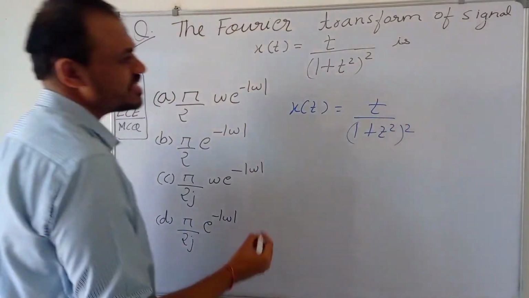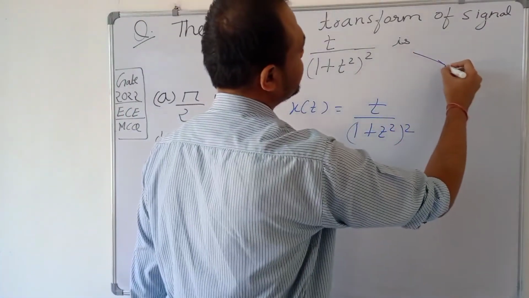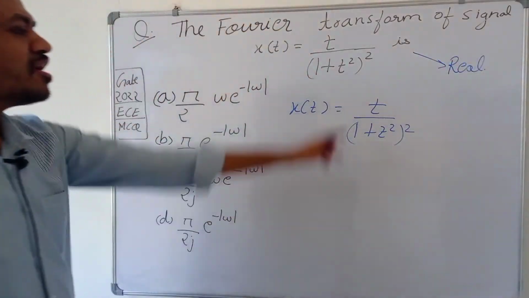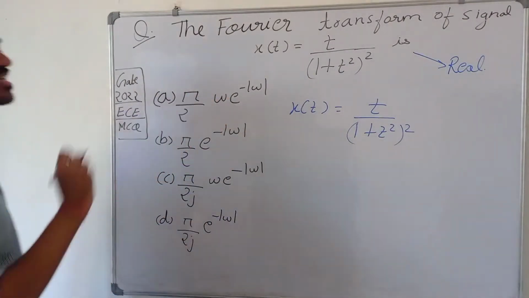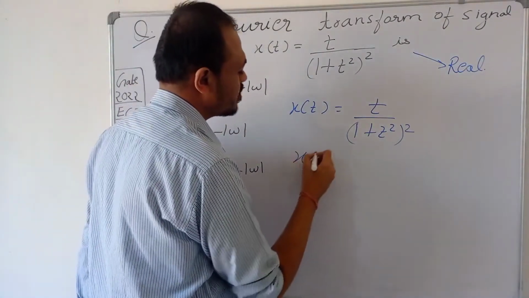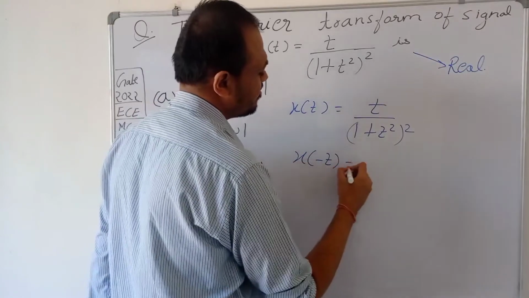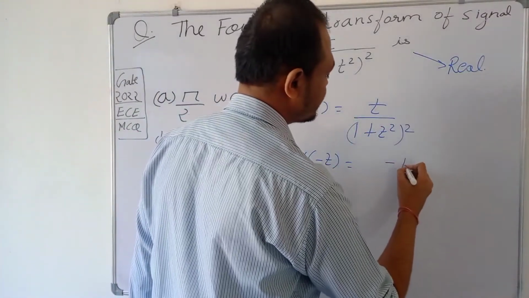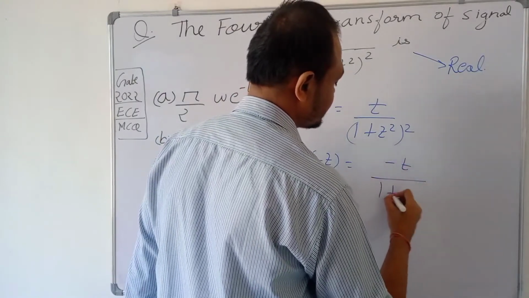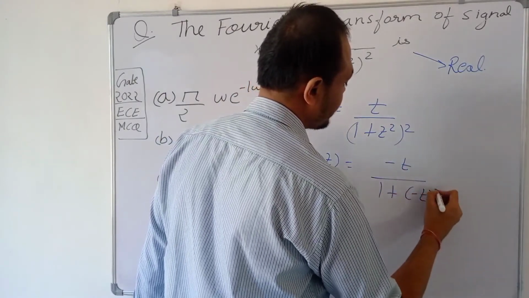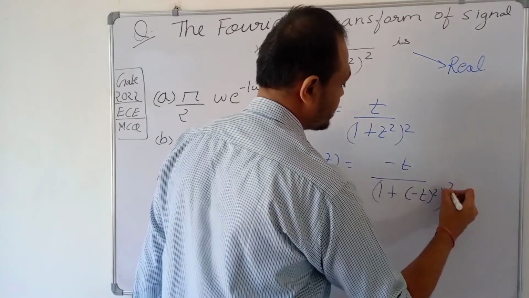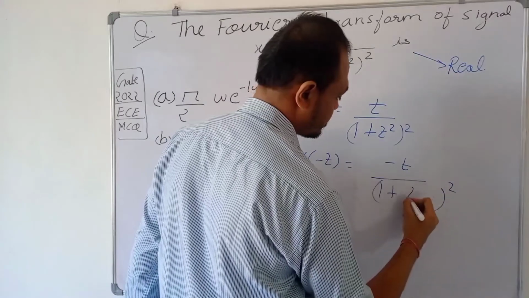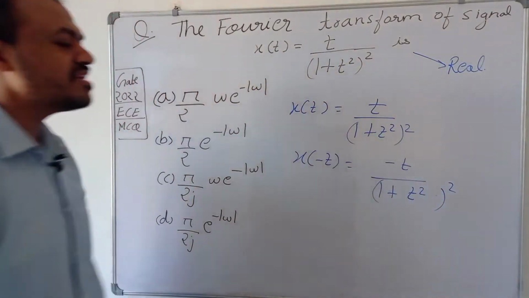So first of all, this is a real signal, because it does not have any imaginary part. Also, this is an odd signal because x(-t), if in place of t we put -t, will be -t over (1 + (-t)²)². So (-t)² is obviously t².